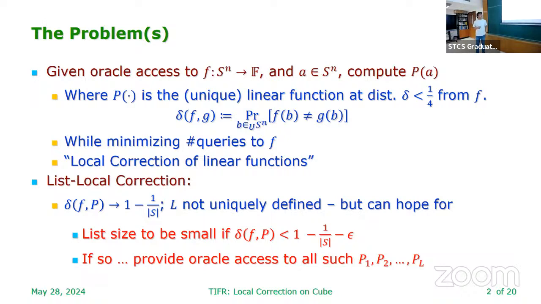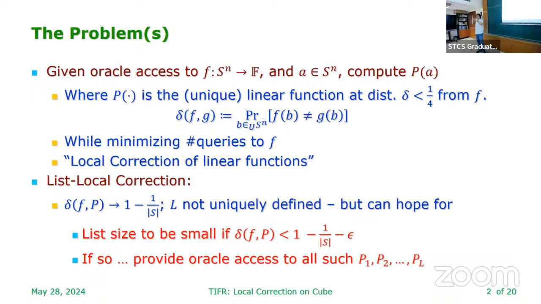In the talk, I will only consider the case where the domain S is just the set {0,1}, and that's where you get the other word in the title, the Boolean cube. So you're locally decoding linear functions over the Boolean cube, and we just want the value of this function at any given point.